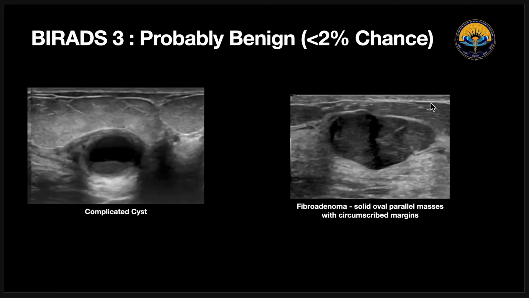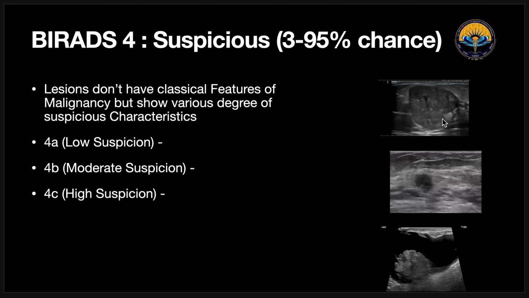Coming to BIRADS 3, it includes a complicated cyst or a fibroadenoma. Here the lesion is usually benign only, but there's less than 2% chance that it may go into malignancy also, or it could be malignant also. If there's less than 2% chance, then we will give it as BIRADS 3. It's probably benign. So fibroadenoma and complicated cyst.